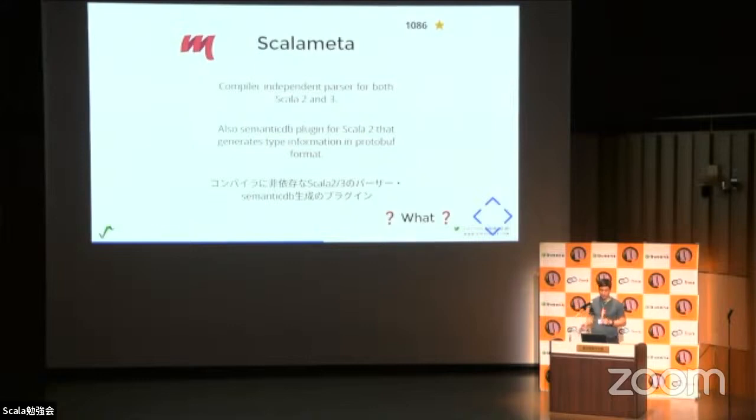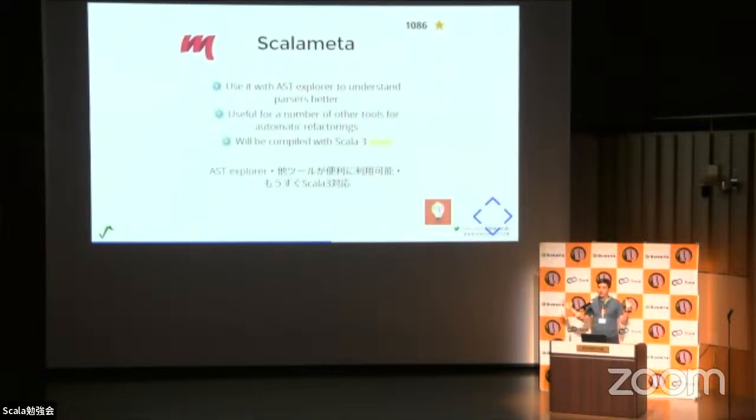And there's the second thing, there's a SemanticDB plugin. SemanticDB is type information that can be printed from the Scala compiler into a protobuf format. That's only for Scala 2 in the codebase, because Scala 3 has it behind a flag inside the compiler itself. Some useful things, if you want to learn about parsers, AST Explorer has an option that uses Scalameta, because Scalameta is also published for Scala.js and Scala Native, and it might help you understand how code is parsed.